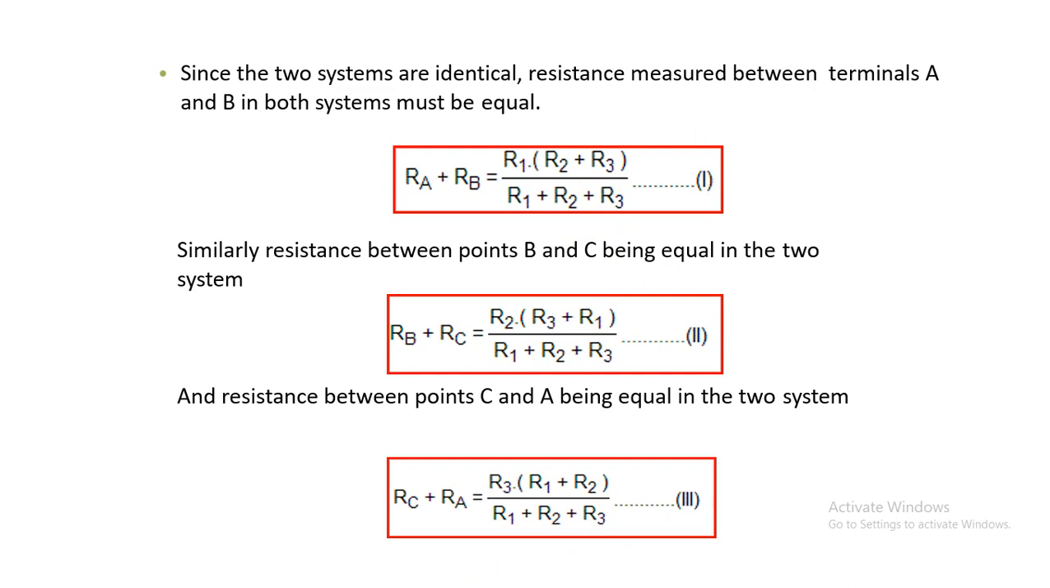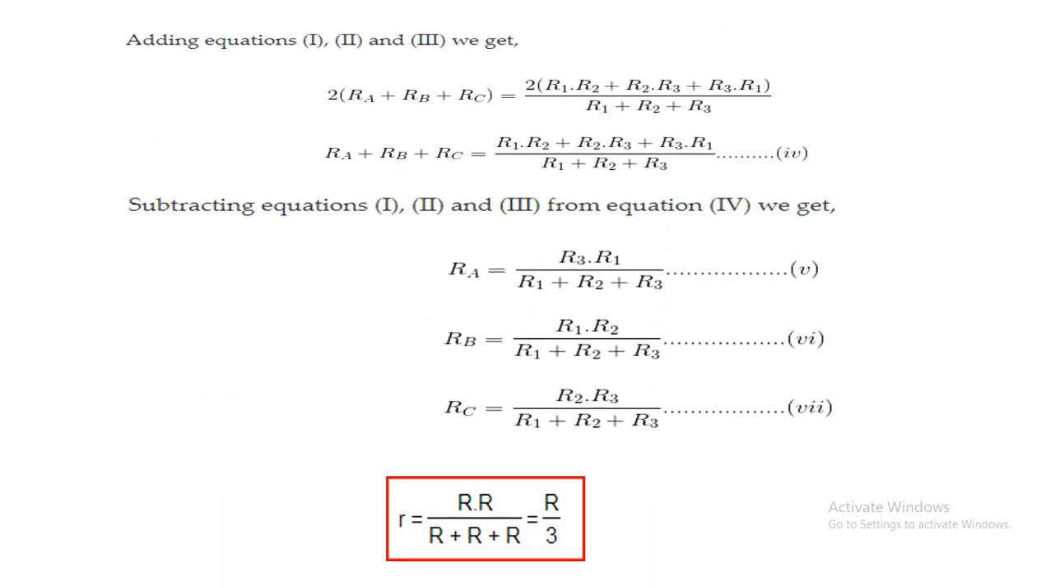Here what we are doing is initially adding equations 1, 2 and 3. With those three equations we get an equation like this. Afterwards, subtracting equations 1, 2 and 3 from the equation we got, we get the values RA, RB, RC.